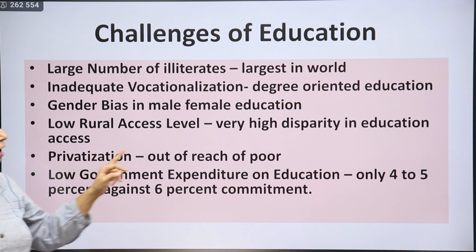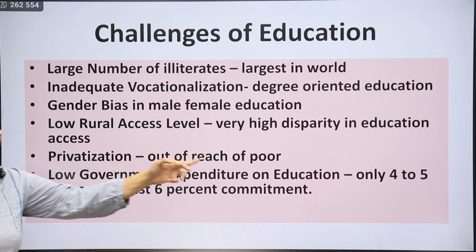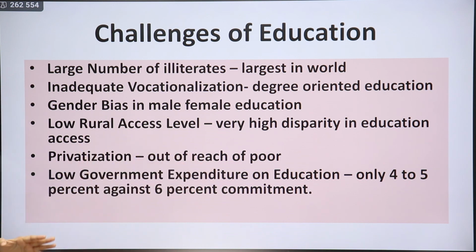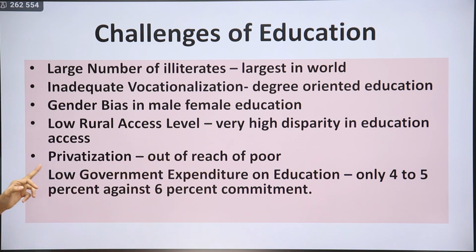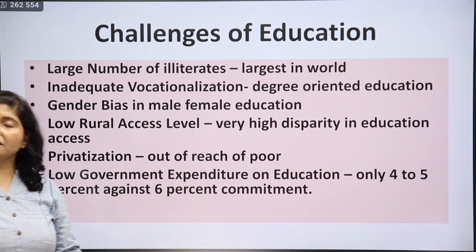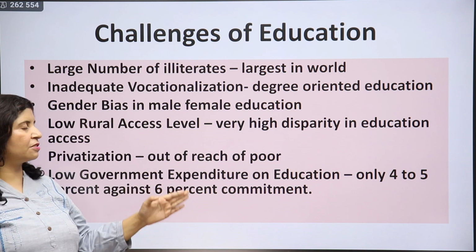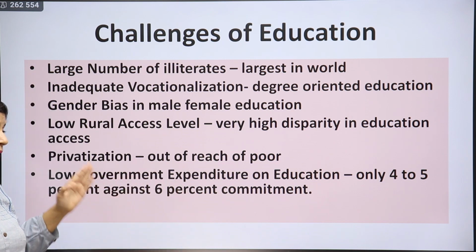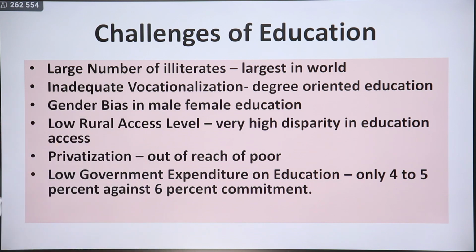Then privatization, out of reach of people. In private schools, you can't admit your kid very easily because it is very expensive, so it is out of reach of the poor. Only rich people can send their children to these private schools. Then low government expenditure on education, only 4 to 5% against a 6% commitment. Previously it was committed that government will invest 6% of its expenditure on education, but it is investing only 4 to 5%.